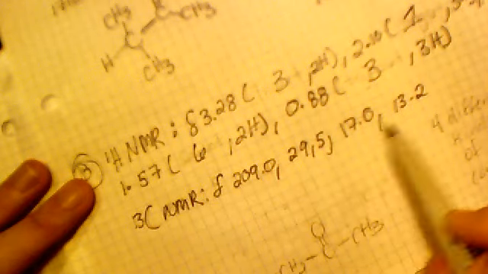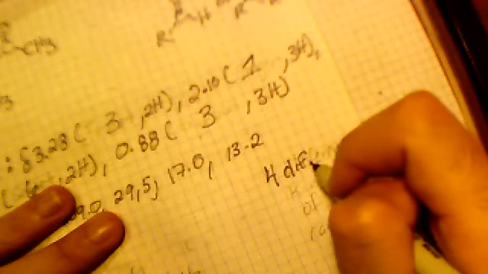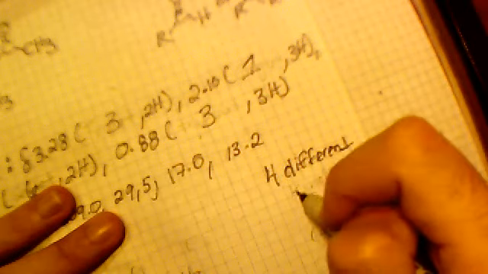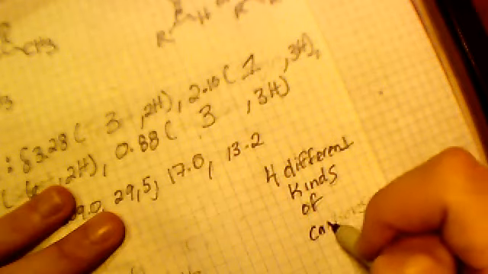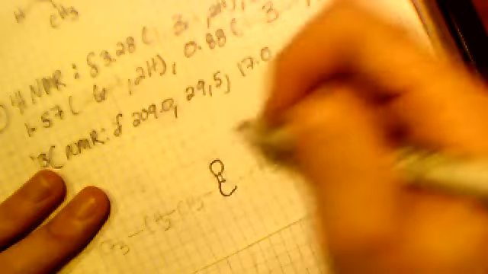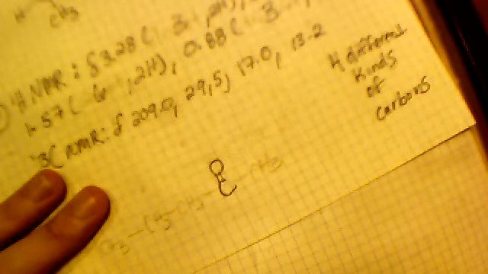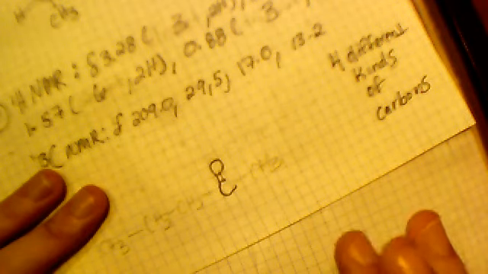And there's 1, 2, 3, 4 different chemical shifts, so I know that there's going to be 4 different kinds of carbons, right? So, again, we know that there's going to be a carbonyl group. It's either going to be a ketone or an aldehyde. So looking at this, I need 4 different kinds of carbons. There can't be any real symmetry in this molecule.